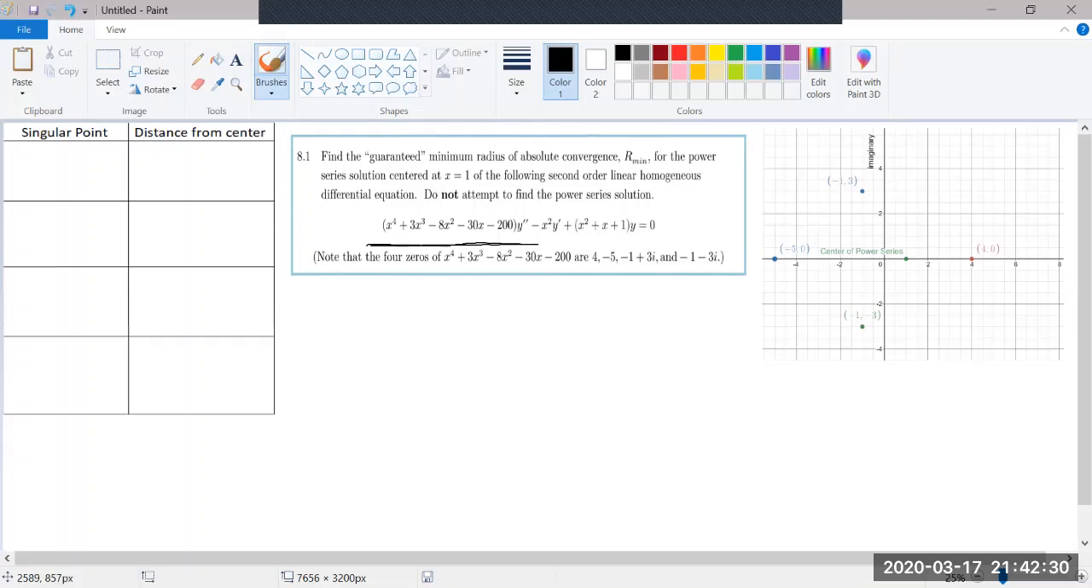If you remember from the lecture, the way you do that is you find all of the singular points, and the one with the shortest distance from the center of your power series gives you the minimum radius of convergence for that power series. So do please note that this series is centered at x equals 1, not at the origin. So keep an eye out for that.